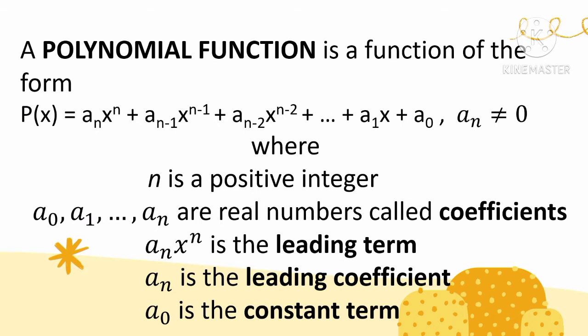So note that n should be a positive integer. The coefficients are real numbers like a sub 0, a sub 1, and so on, and a sub n. The leading term is a sub n x to the power of n. The leading coefficient is a sub n, and the constant term, as seen in the last form, is a sub 0. Now, to know more about these functions, we will introduce to you some examples to learn more about the leading term, leading coefficient, degree, and the constant term.